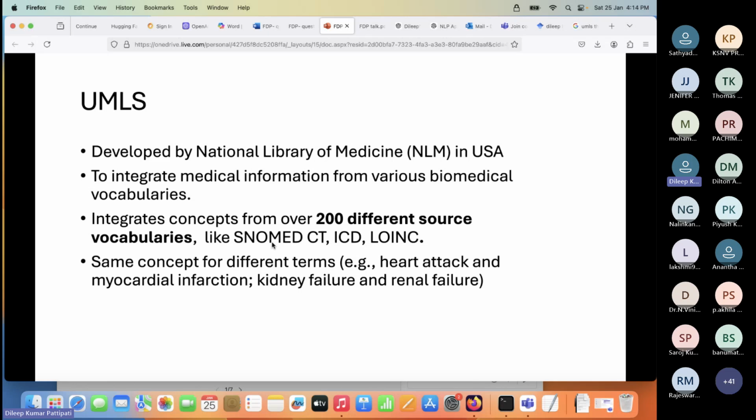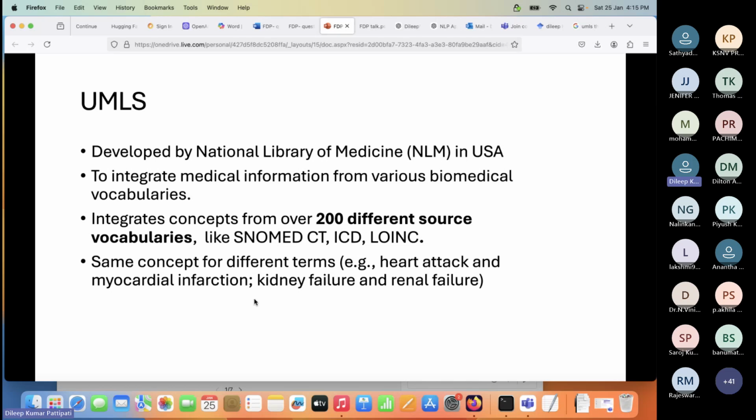For example, before COVID came up, we did not have any codes for COVID. After COVID came up, they created new codes, immediately added them, and released them. By the way, this is free. Anybody can register and download it, and we can freely integrate it into our applications.